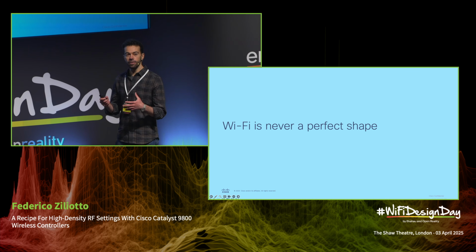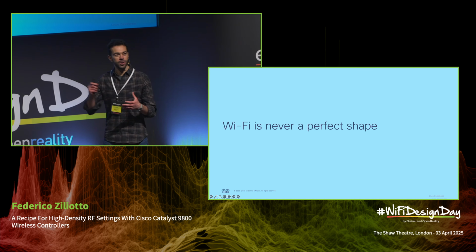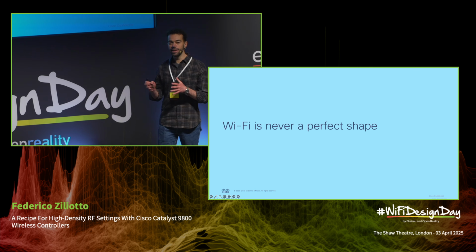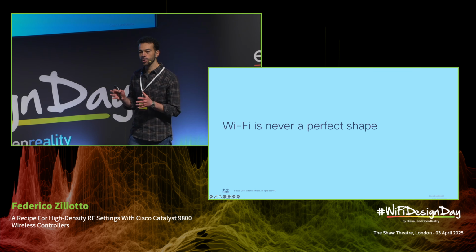We're going to take a look at a recipe for high-density deployment with 9800 wireless controllers, Catalyst controllers. So, apologies for what I'm going to do next. Wi-Fi is never a perfect shape, but sooner or later we all came up to that paper plan with the access points drawn with a circle around them to try to visualize Wi-Fi. So I will need to use that a few seconds to set the stage, to use those perfect shapes, although as we also saw earlier on in the morning, that's never the case in design.